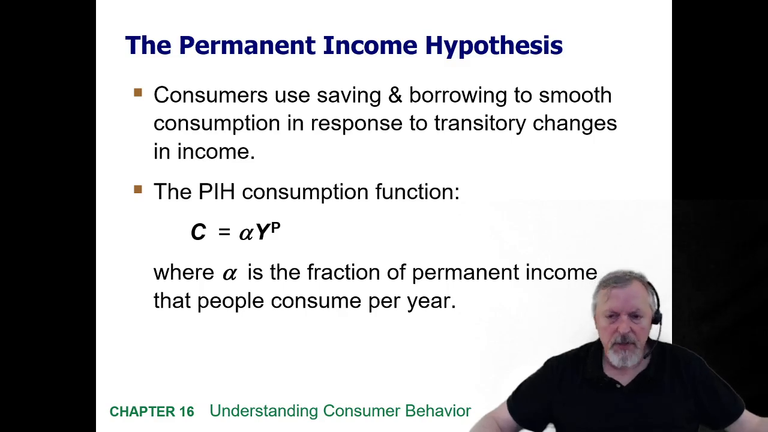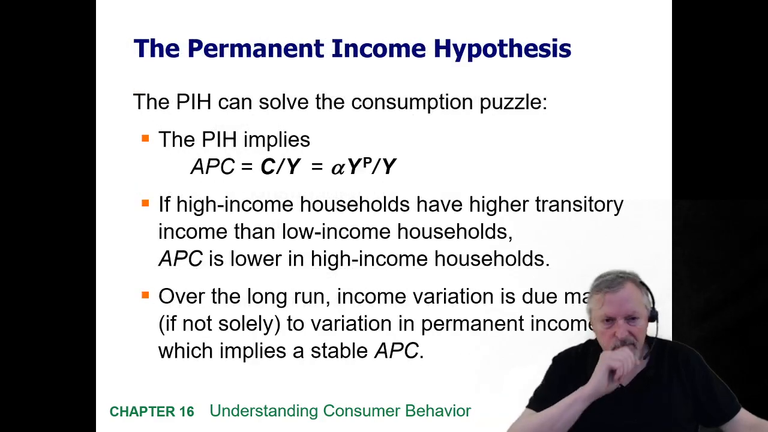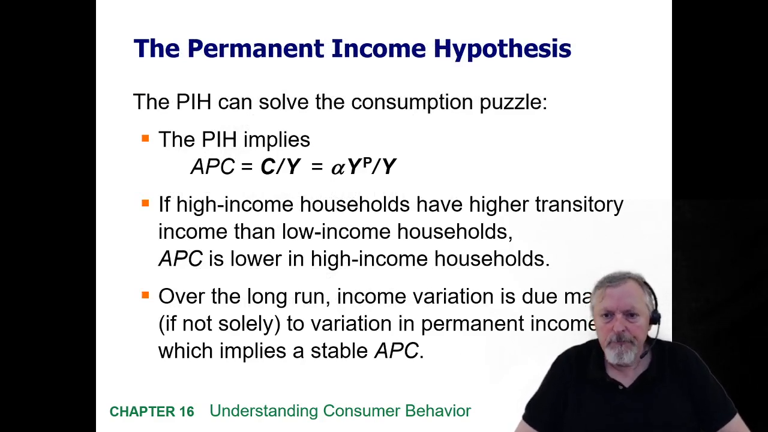If you get, for example, a $1,000 bonus at work because your company had a great year, you're likely to save most of it to try to keep your consumption smooth over time. But if you get a $1,000 raise, your permanent income is higher, and you're more likely to increase consumption by close to $1,000 a year. So Friedman argued that we can view consumption as approximately proportional to permanent income. Friedman's permanent income hypothesis really solves the consumption puzzle.